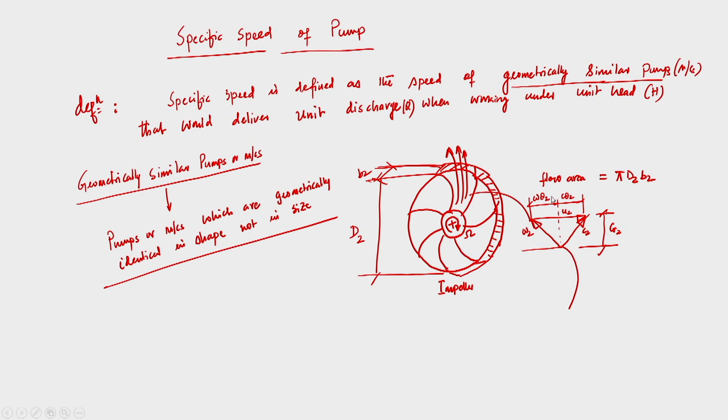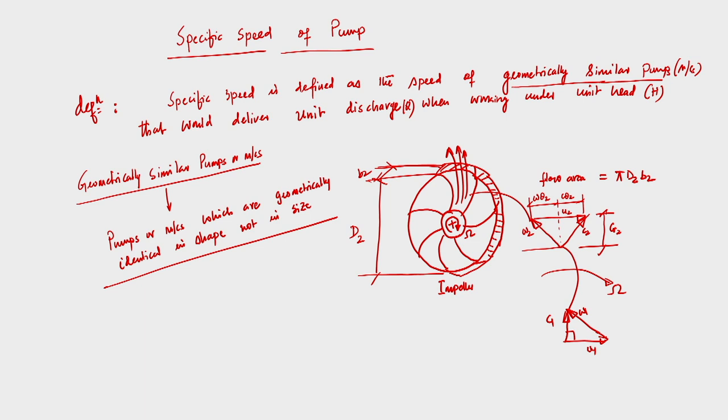It is rotating, let us say, at an angular velocity omega, and if I assume no swirl at the inlet, the velocity triangle at the inlet will be like this: W1, this is C1, and this is U1.